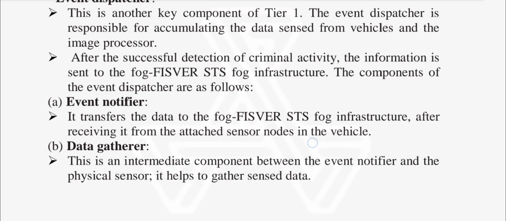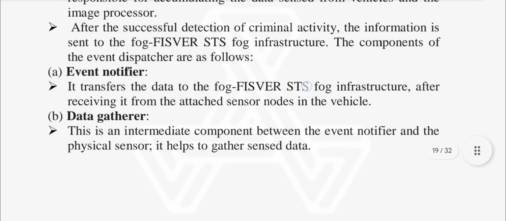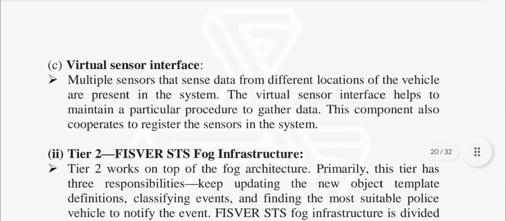Data gatherer. This is an intermediate component between the event notifier and the physical sensor. It helps to gather sensor data. Virtual sensor interface. Multiple sensors that sense data from different locations of the vehicle are present in the system. The virtual sensor interface helps to maintain a particular procedure to gather data. This component cooperates to register the sensors in the system.